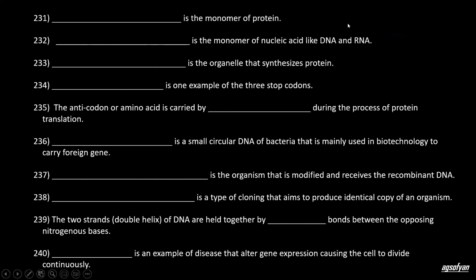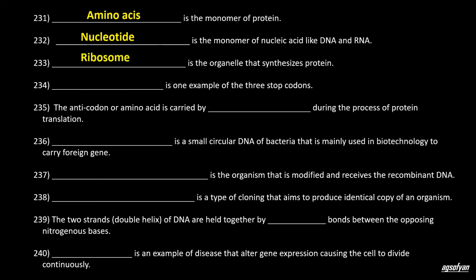231. Blank is the monomer of proteins. What is the monomer of proteins? It will be amino acids. Blank is the monomer of nucleic acid like DNA and RNA. It should be nucleotide. Blank is the organelle that synthesizes proteins. We just mentioned that it is located in the cytoplasm. It's called the ribosomes.